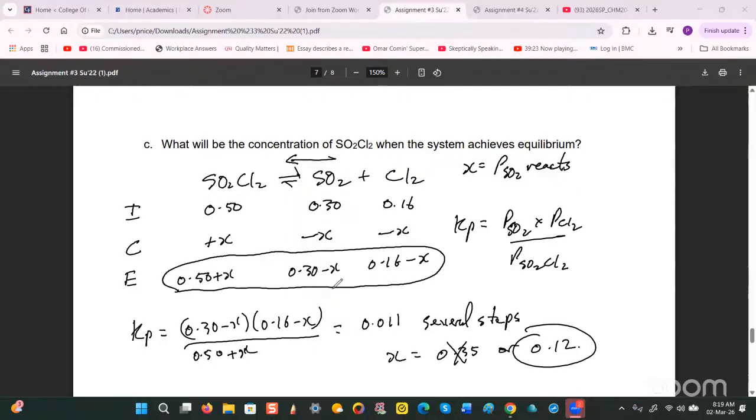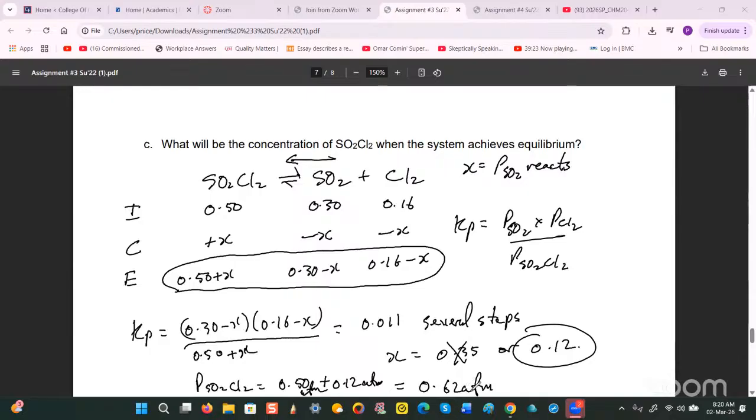Now, remember what the question is asking for. The question is asking for the concentration of SO2Cl2. So what we would have to do now is find out what the pressure of SO2Cl2 is based on the X value that we just solved for. So the pressure of SO2Cl2 would be 0.50 plus X, which is 0.12 atmospheres, right? So this works out to be equal to 0.62 atmospheres, right?